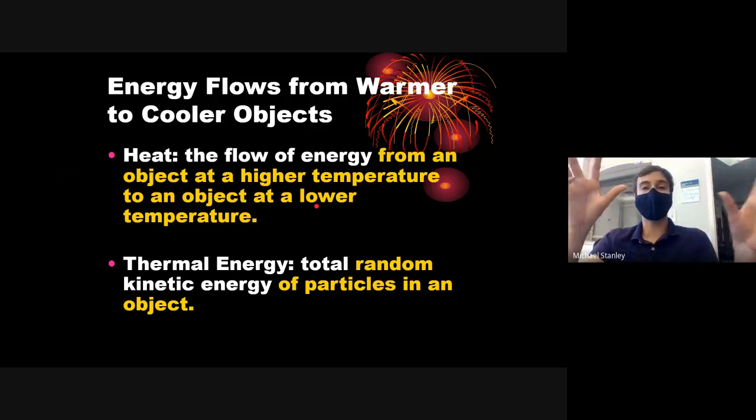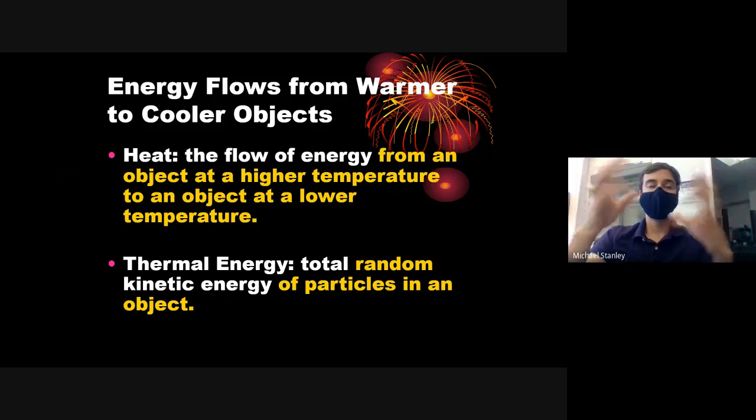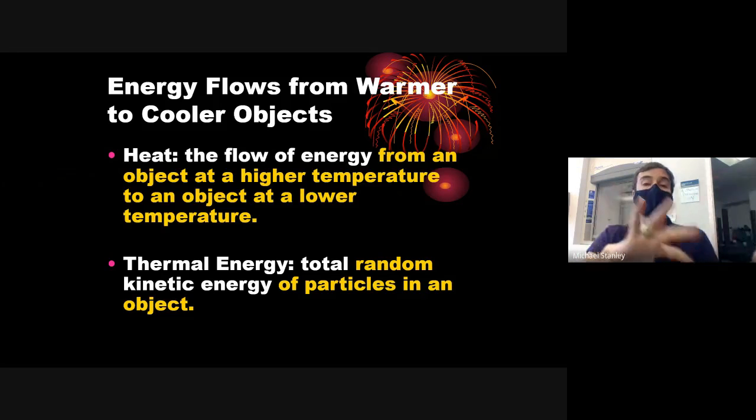So when two things are next to each other and one of them is hotter and one of them is cooler, energy will naturally flow from the hotter object to the cooler object. And we call this energy heat. So in order for there to be heat in a system, there has to be some sort of energy movement.